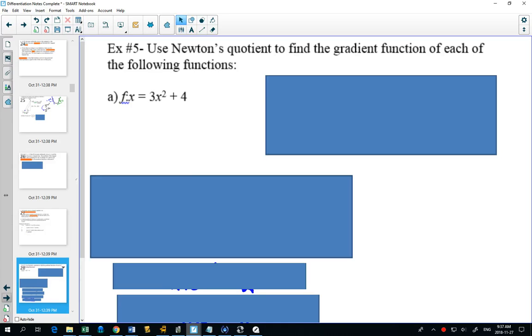Okay, this is where we're going to stop. Next class, we're going to figure out how to use Newton's quotient.